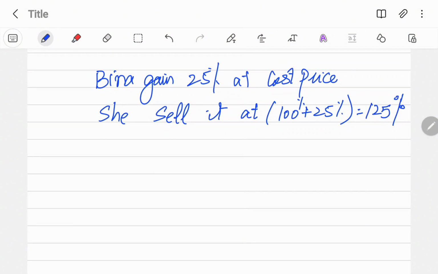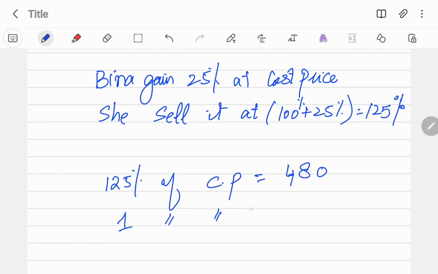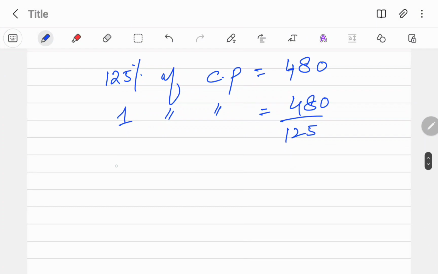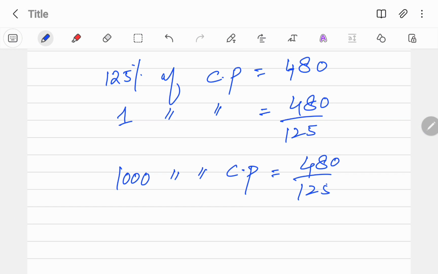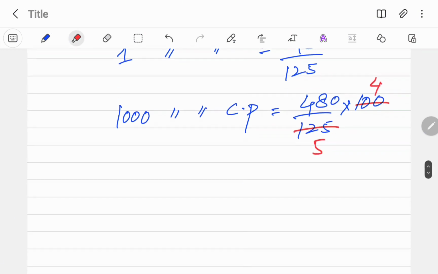We can use the unitary method like this: 125% of cost price is equal to 480, and 1% of cost price will be 480 divided by 125, and at 100% price, its cost price will be 480 divided by 125 into 100. हम इसको 25 से कैंसिल आउट करते हैं, it will be 5 and here will be 4.